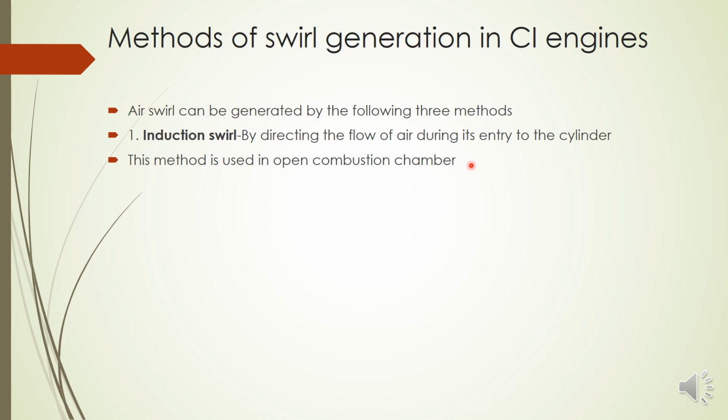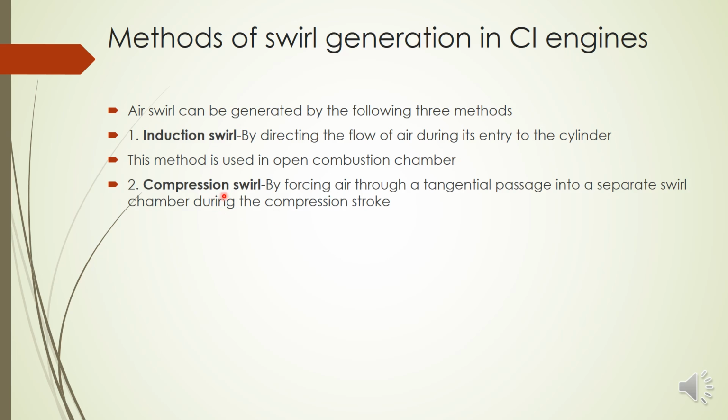Then the second method is compression swirl, in which we force the air through a tangential passage into a separate swirl chamber during the compression stroke, which is why it is known as compression swirl. So in this second type, the swirl is generated during the compression stroke with the help of an additional chamber known as the swirl chamber. We will see in detail how this works, and it is used in swirl type combustion chambers.